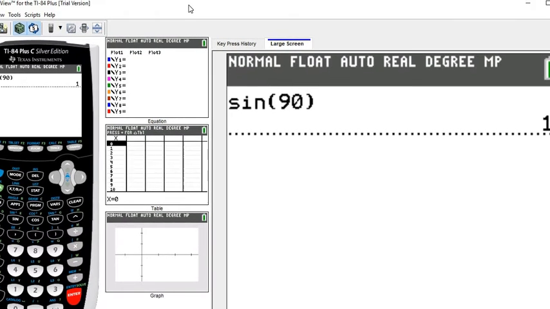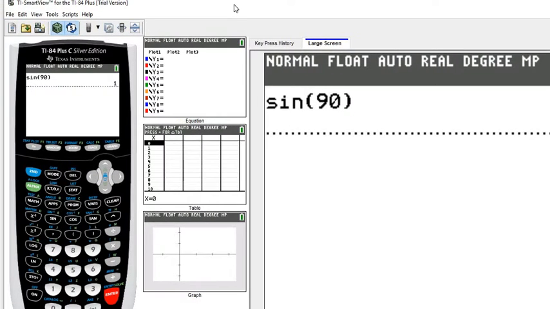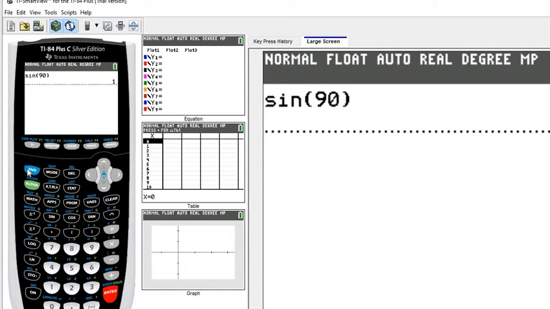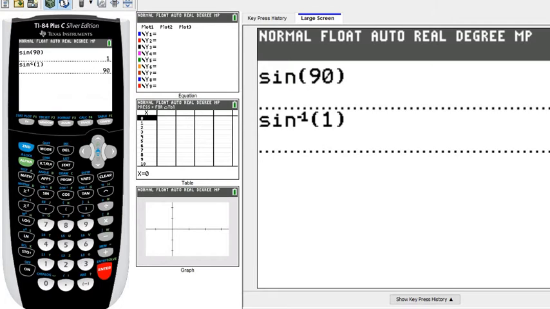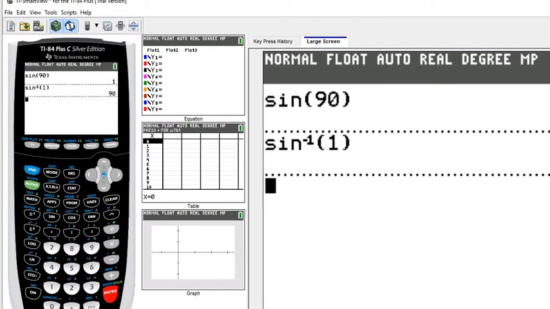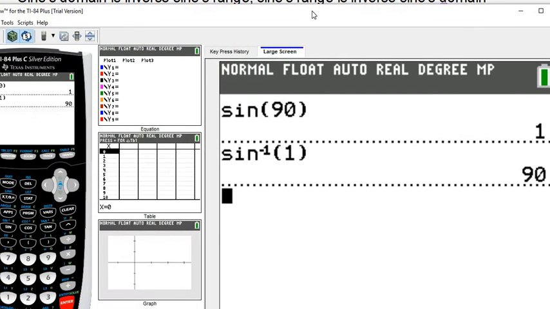So you can see the sine of 90 degrees. We know this from the unit circle. The sine of 90 degrees equals 1. So let's hit second sine and we'll do the inverse sine of 1, and we should get 90 degrees, and sure enough we do. There's the connection between them. Actually, let me move the screen so you can see that better, because I think it's getting cut off right there. So this inverse sine of 1 is 90 degrees, okay?